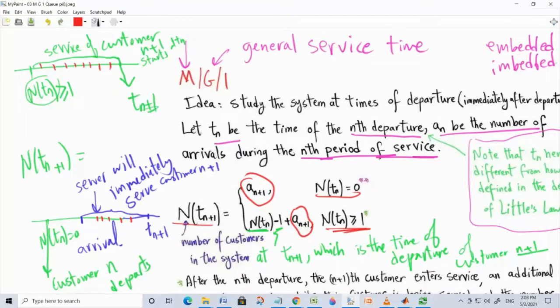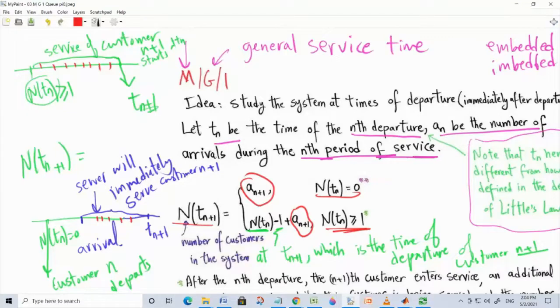The difference is that if after instant T_n there are customers, then one of them will immediately be offered service. Then at instant T_{n+1}, this customer will go away, and the total number immediately after the departure of customer n+1 will be A_{n+1} plus N(T_n) minus one customers. As you can see, given N(T_n), which can be zero or one or two or three, you know what N(T_{n+1}) is. You do not need to know the past. What was going on before instant T_n is basically irrelevant in specifying what N(T_{n+1}) will be.